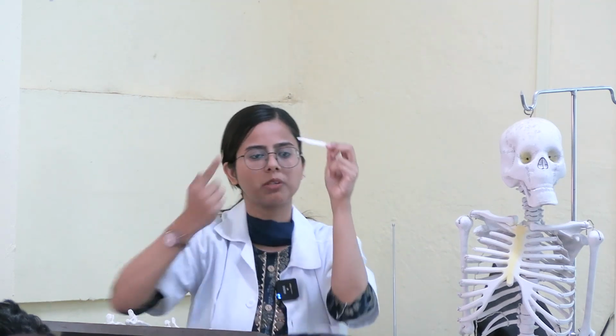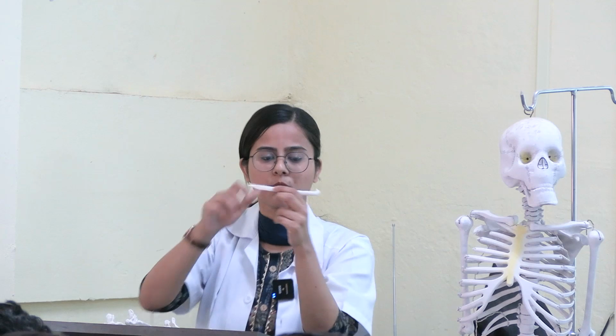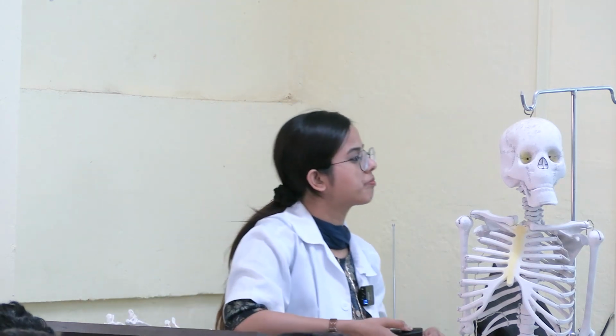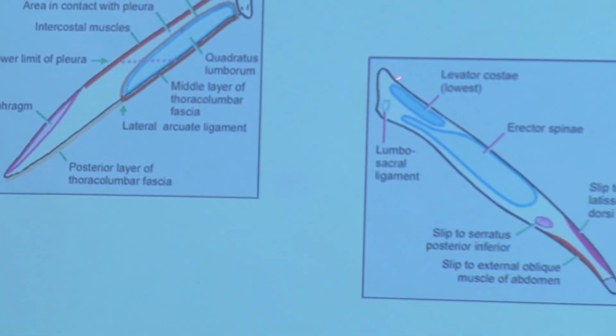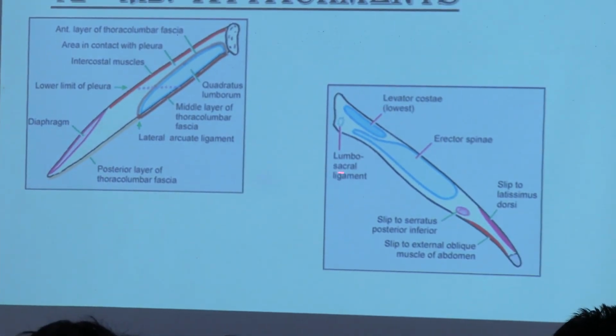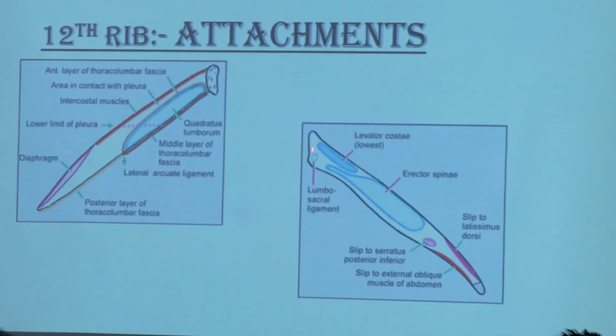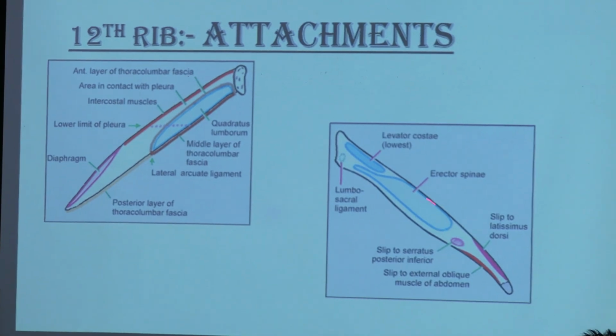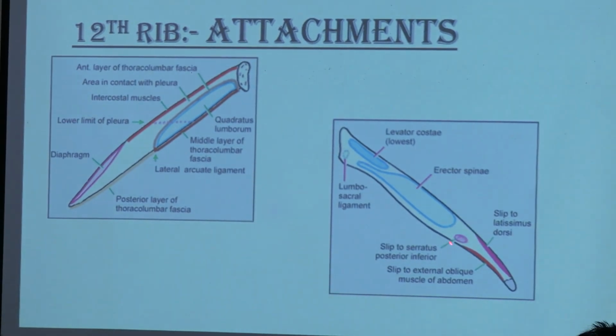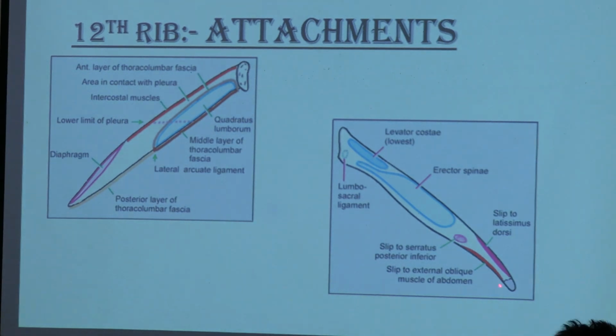below, external oblique muscle. Okay, posterior, here you can see this is the posterior surface. Medially one will be lumbocostal, here will be costotransverse. Then we have the levator costae muscle, then erector spinae. Here serratus posterior inferior along the upper border, latissimus dorsi, and lower external oblique abdominis muscle. Clear? This is the posterior surface of the 12th rib, and this is the anterior surface of the 12th rib.